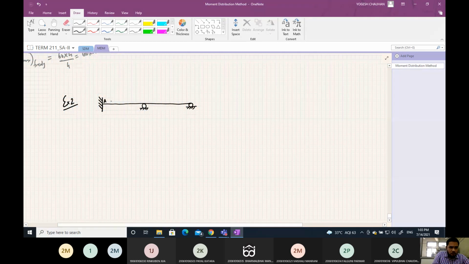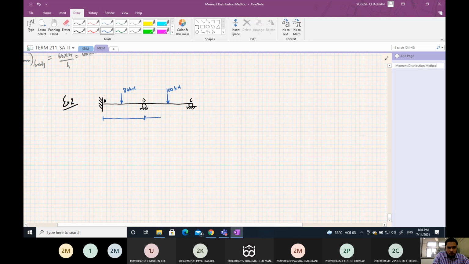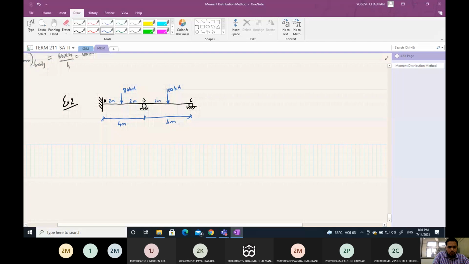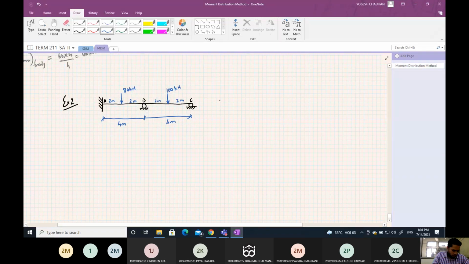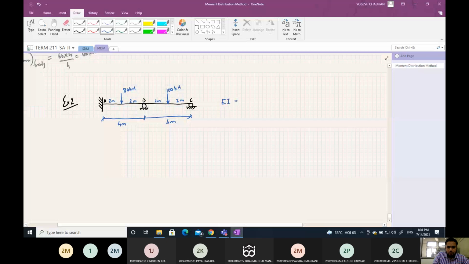Let this be A, this be B, C, and we have a central point load of 80 kilonewton, and a central point load of 100 kilonewton on segment BC. This is 4 meter, this is 4 meter, this is of course 2 meter, 2 meter, this is also 2 meter and 2 meter, and EI is constant for this example.